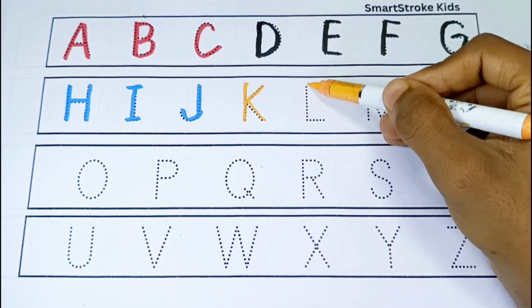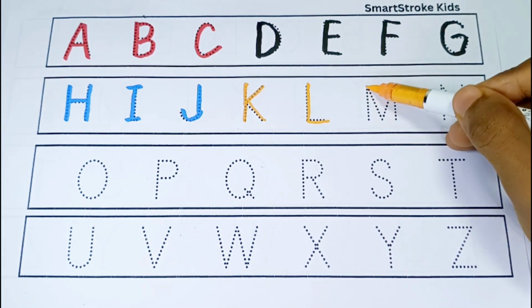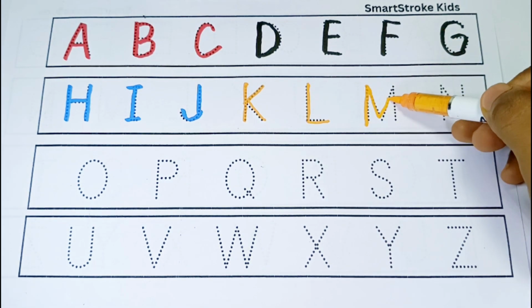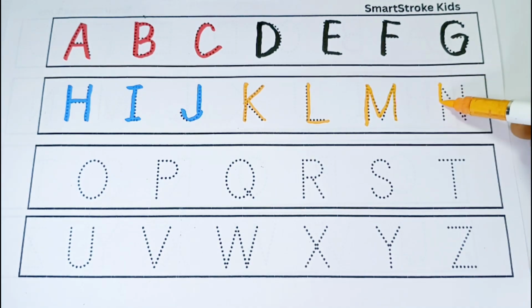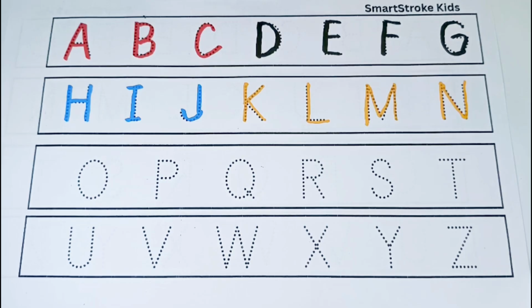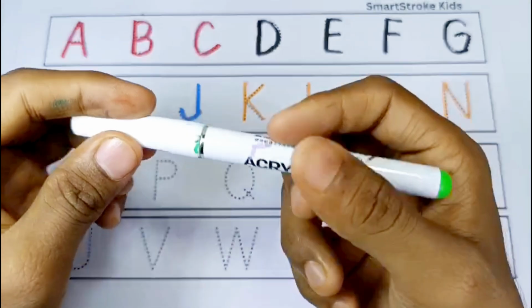K for king, L for lion, M for moon, N for nose. So now you draw O and use green color.